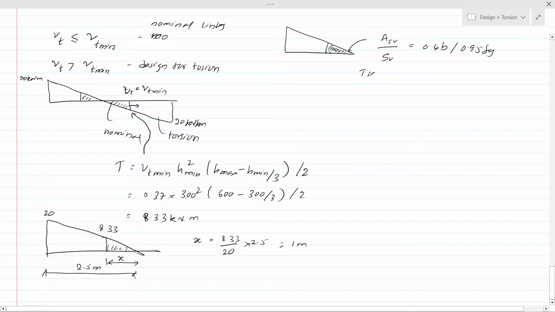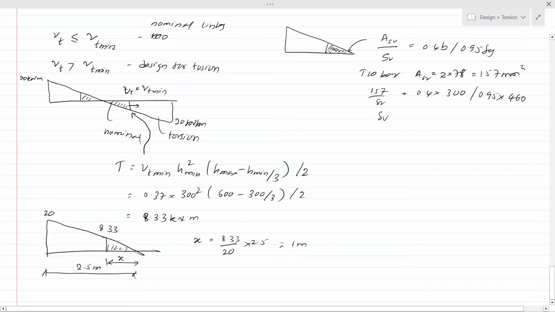Say we are providing T10 bars, then the area Asv, since we have 2 legs, is 78 for one bar, so the area is 157 millimeter square. So we can calculate the reinforcement spacing: 157 divided by Sv equals 0.4 into b, which is our 300, divided by 0.95 into 460.